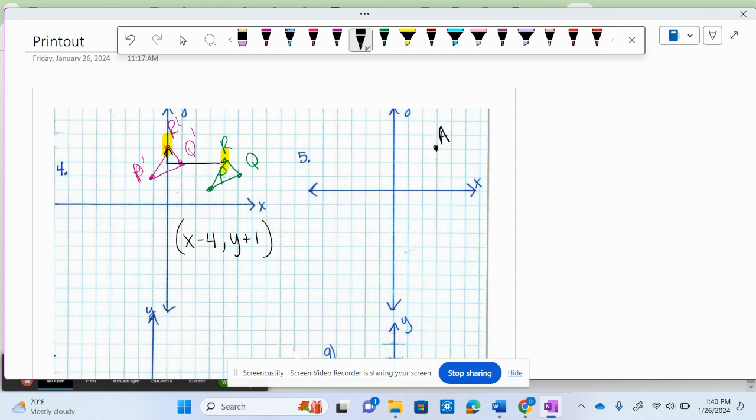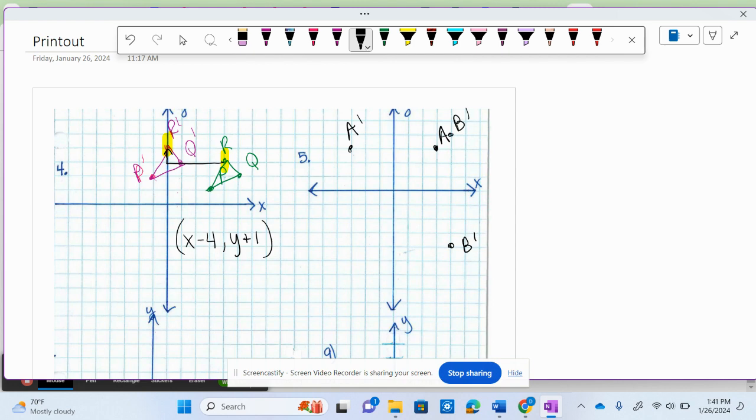A prime is the ordered pair negative 3, 3. B is the ordered pair negative 1, 2. And B prime is the ordered pair 1, 2.